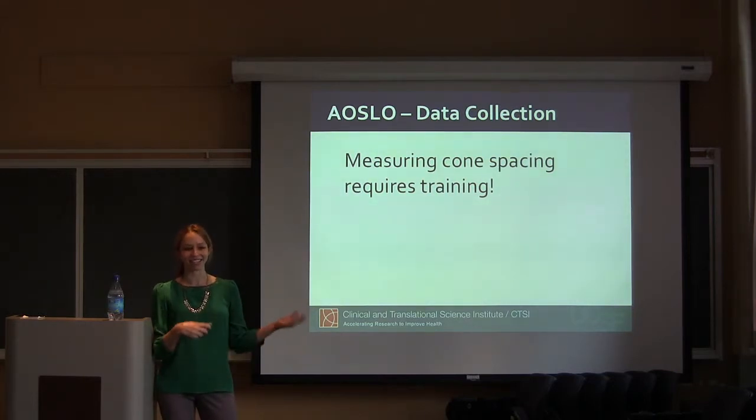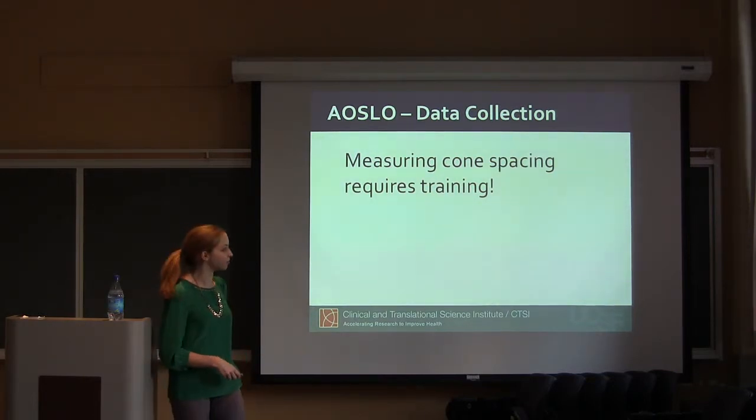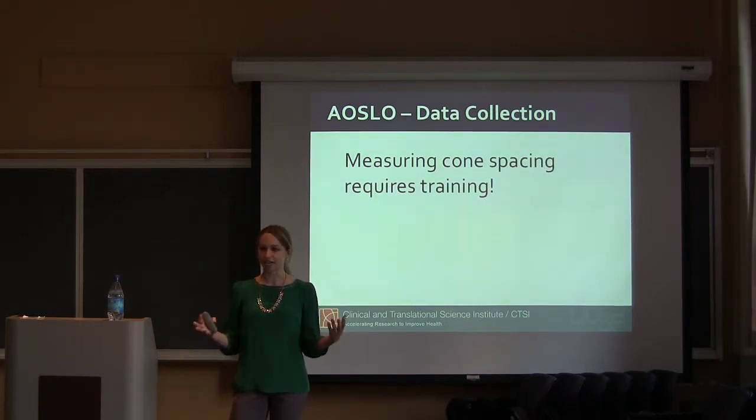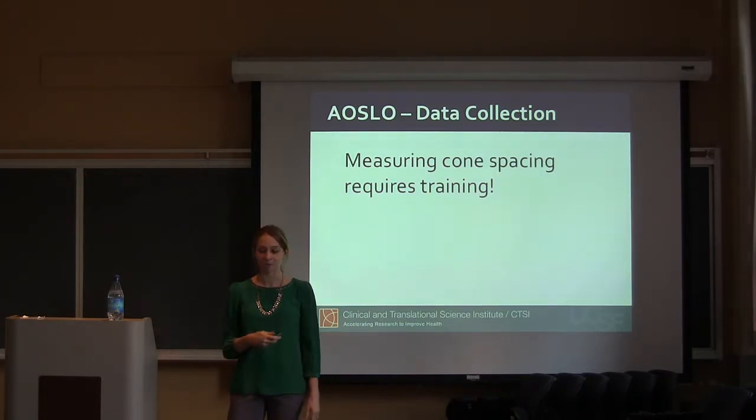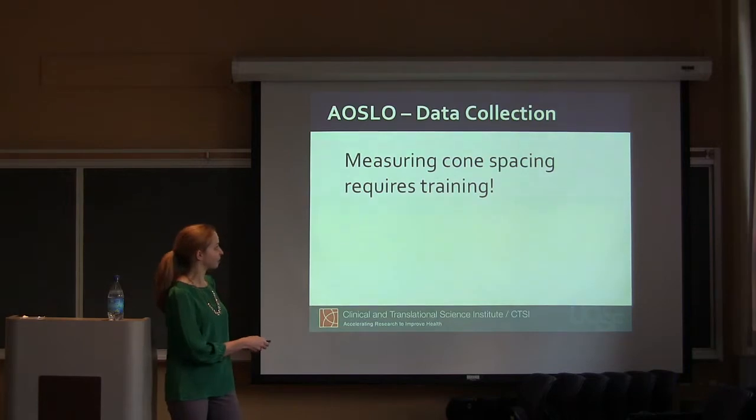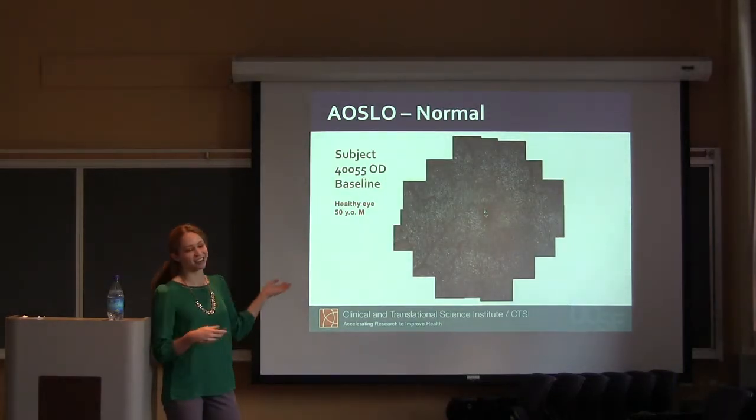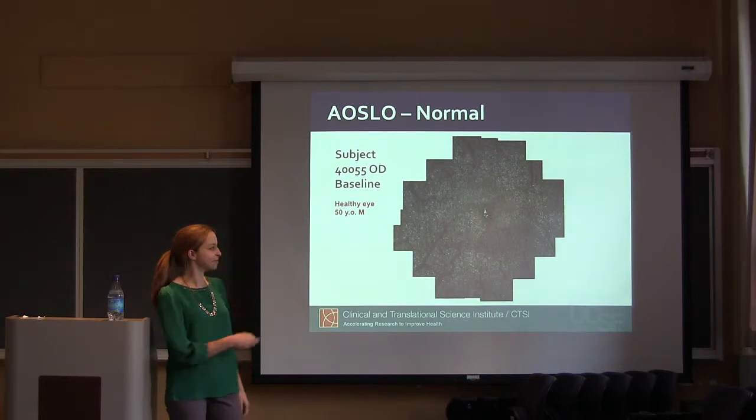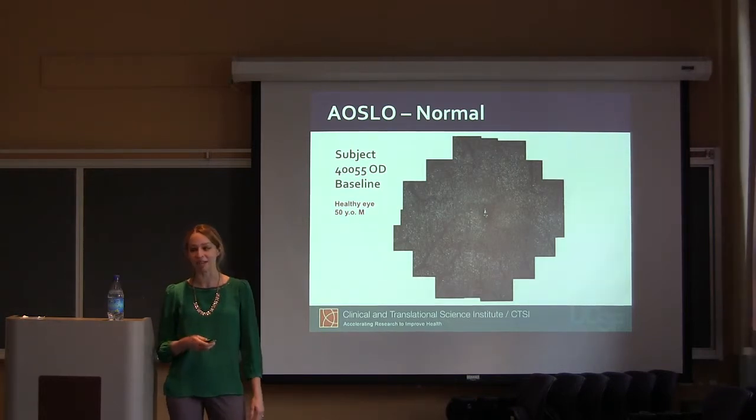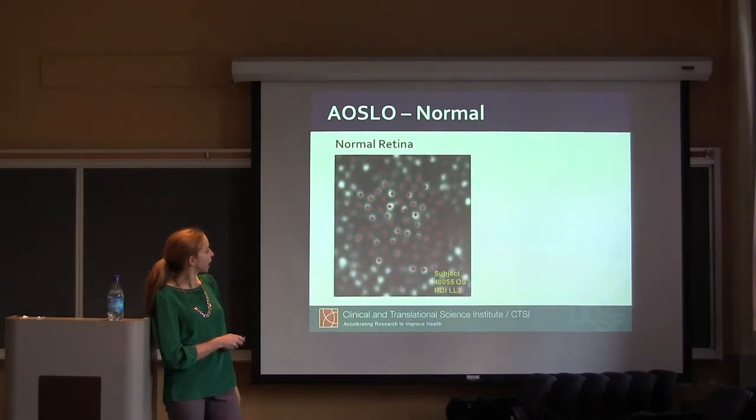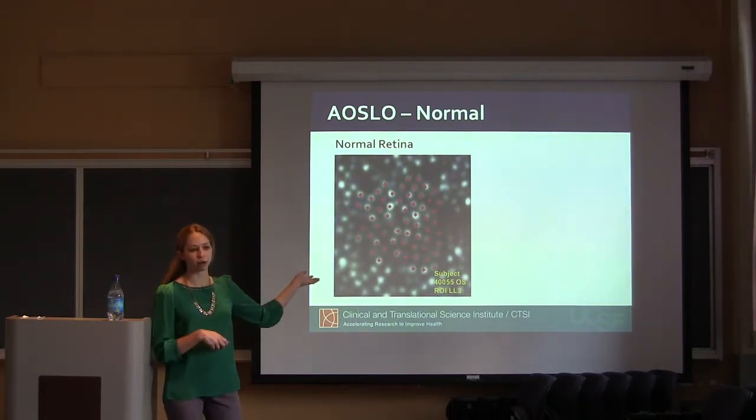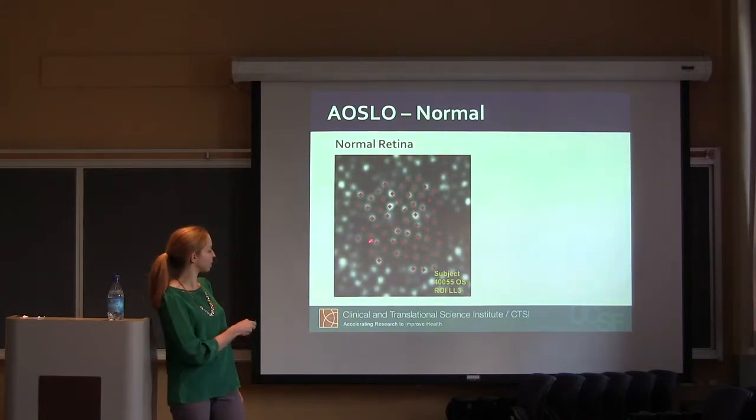In order to do a good job with this, it actually requires a lot of training. It's not only understanding the images and where the cones are, but also understanding how to interpret what the computer generates after that. So I started by just training with normal retina images because they're a lot easier to interpret than diseased retinal images. This is a healthy eye, and this is one of the regions that I did. As you can see, it's pretty straightforward. Those bright areas are the cones, and there's a pretty regular mosaic.